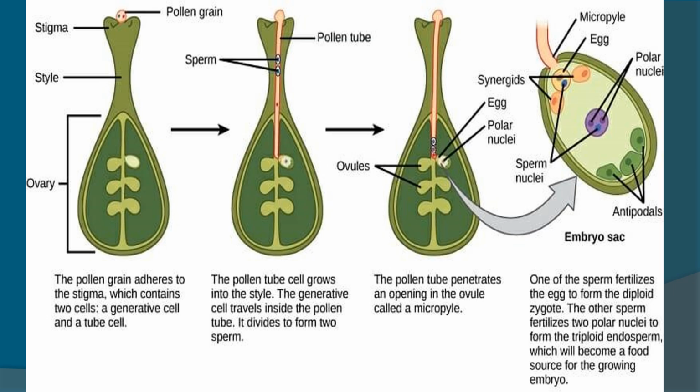One of the sperm fertilizes the egg to form the diploid zygote. The other sperm fertilizes two polar nuclei to form the triploid endosperm, which will become a food source for the growing embryo.